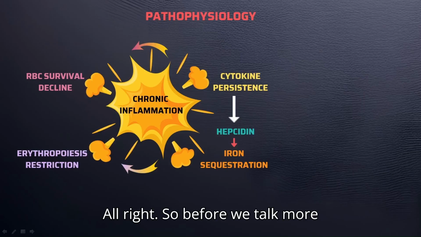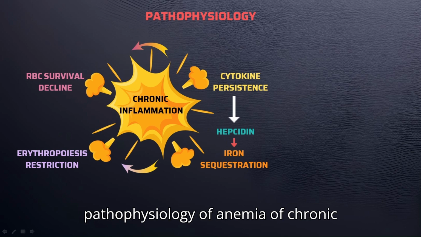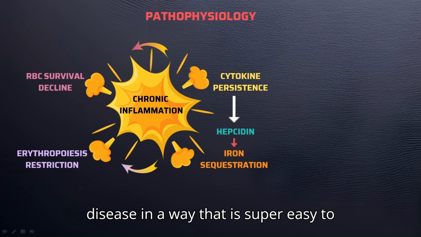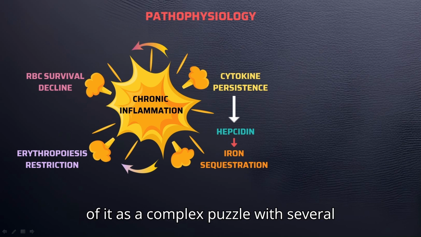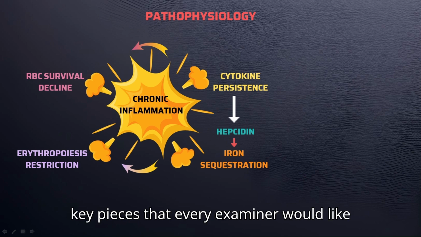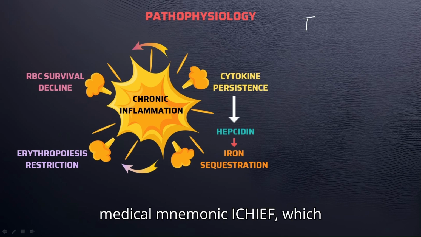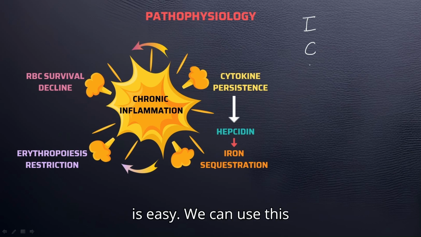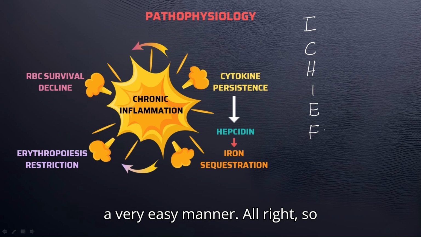Alright, so before we talk more extensively, let us break down the pathophysiology of anemia of chronic disease in a way that is super easy to grasp and remember. Think of it as a complex puzzle with several key pieces that every examiner would like to hear. So we're going to use the medical mnemonic I CHIEF, which is easy, and we can use this to describe anemia of chronic disease in a very easy manner.